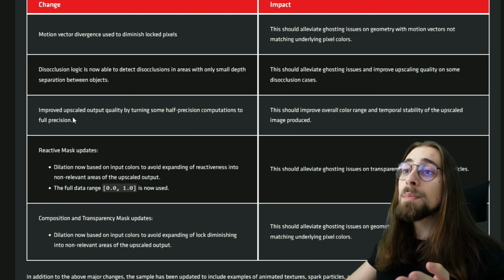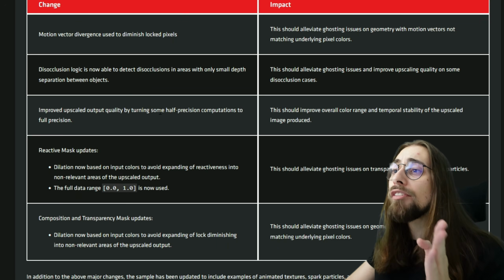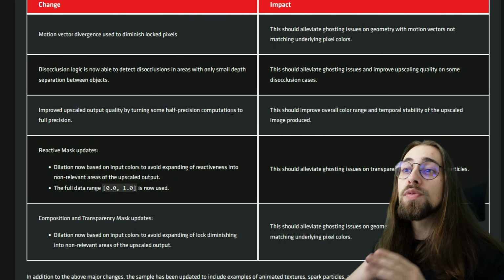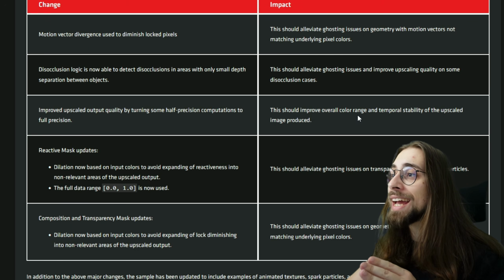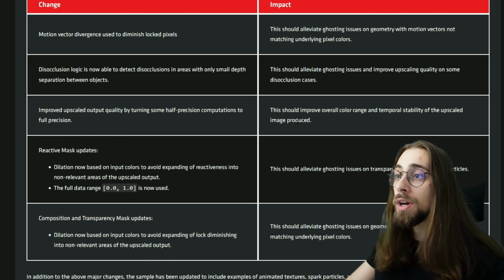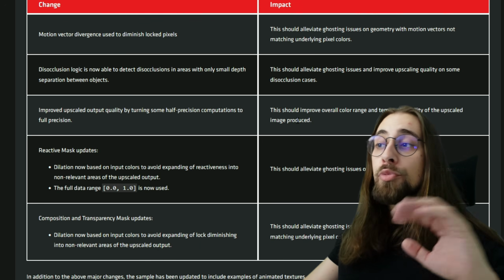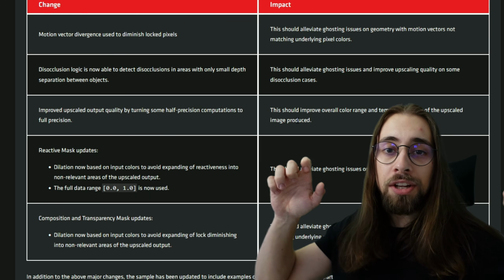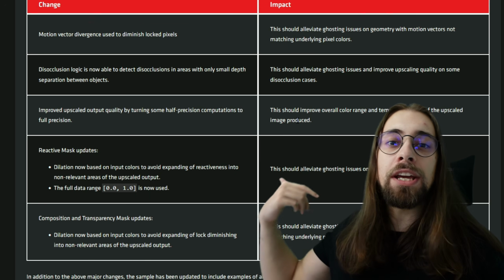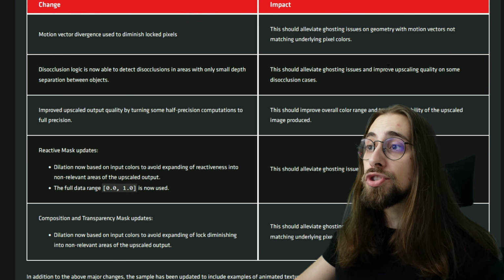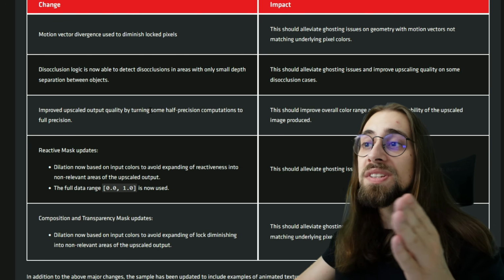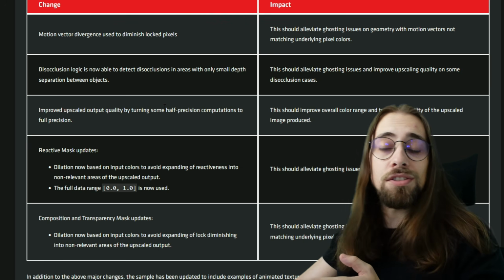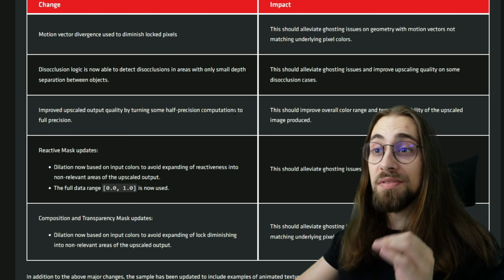We also have improved upscaled output quality by turning some half-precision computations to full precision. This should improve overall color range and temporal stability of the upscaled image produced. So once again, better color range, so better overall quality, and on top of that, even better image produced. So we have better image due to the disocclusion, of course, and now better image due to the change of half precision computations to full precision, which is very nice.